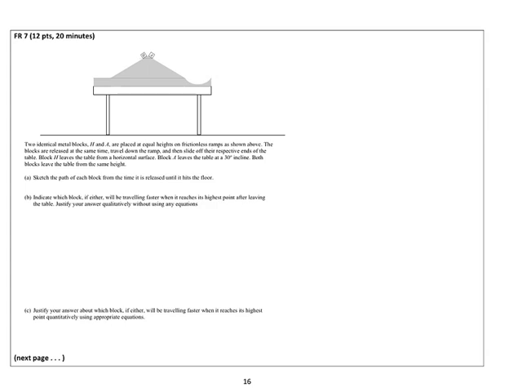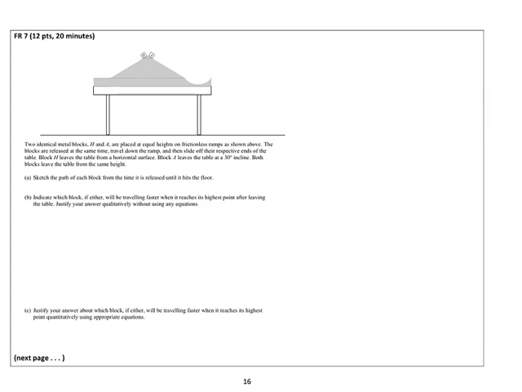Both of the blocks are leaving from the same height, and we know that block A leaves the table at a 30-degree incline. So this angle right here is 30 degrees. All they want us to do in part A is sketch the path of the two blocks from the time they're released to the time they hit the floor.